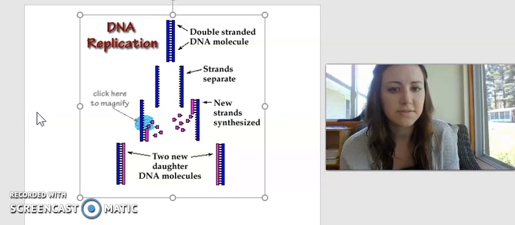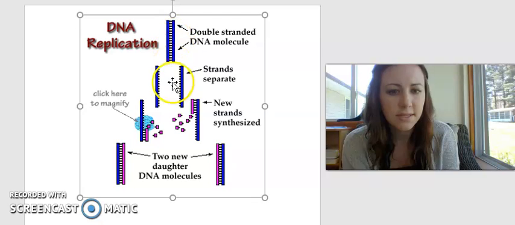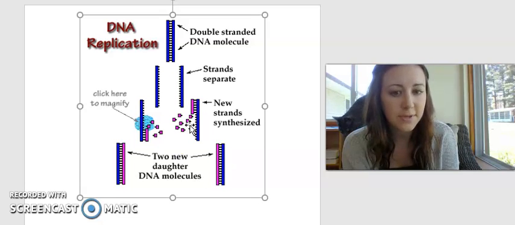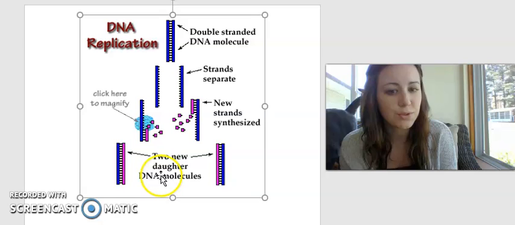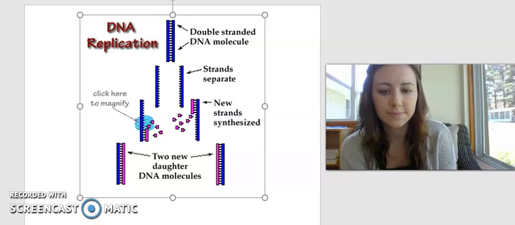And here's another image of DNA replication. I just want to be sure to show you a lot of models of this. Here is the original DNA molecule, double-stranded, double helix. DNA helicase is going to come, unzip this DNA molecule, and the strands will separate. And then you can see the new strands are being synthesized. So DNA polymerase is going to come and it's going to add the complementary base pairs to the separated strands. And then we're going to create the copies. Those copies are going to go to the daughter cells and we're going to get 2 new daughter DNA molecules.